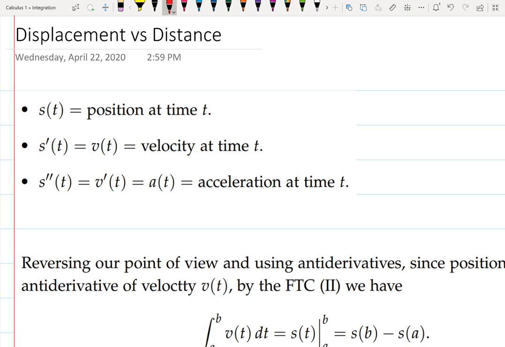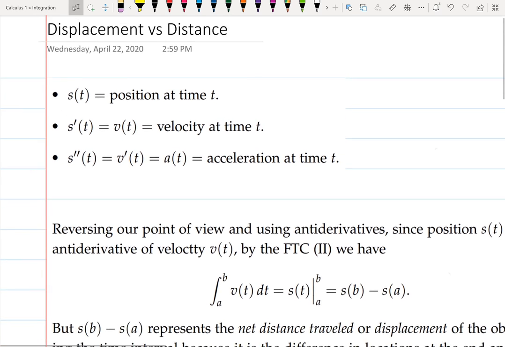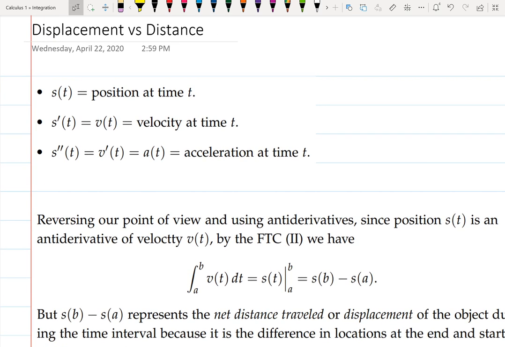For now, let's just review that if s of t is called the position at time t, then you guys know that s prime, or derivative of s, is called the velocity at time t, v of t. If you take a second derivative of the position, or the first derivative of velocity, you get acceleration at time t. Not too bad, we know that. Well, now we know integration, and also the fundamental theorem of calculus, part 2. That's the one when you plug the top minus the bottom, the one with the bar notation.